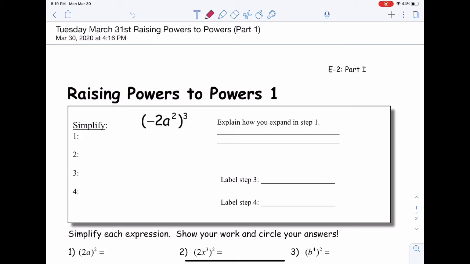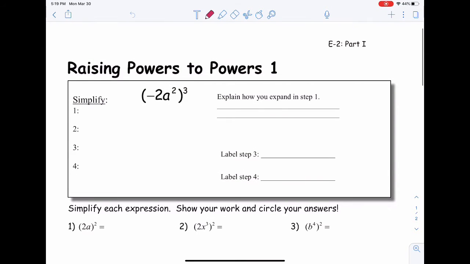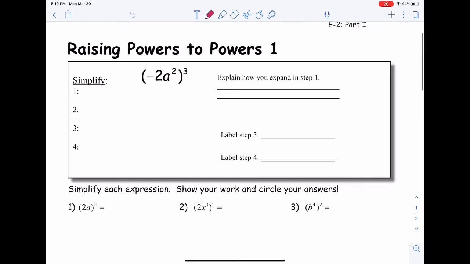Guys, so today we're going to be once again looking at exponents, but this time we're going to be looking at powers and powers, so raising powers to powers. So our first step, if you remember, is to expand. Since the exponent is attached to the parentheses, we're going to have three parentheses.